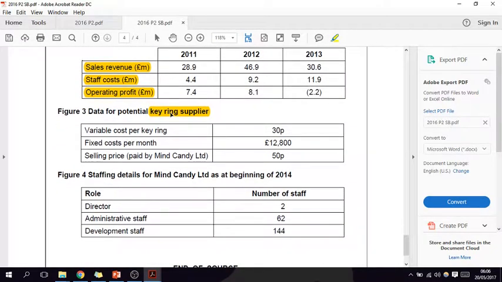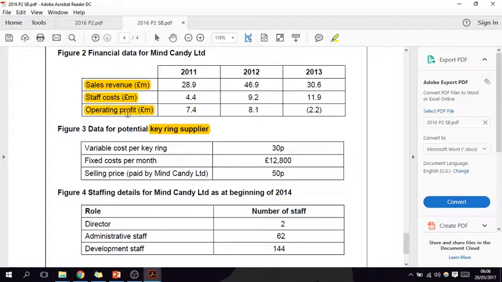Okay, so if I remember, it was the keyring supplier who I had to find out if they could break even. And if I know my break-even formula, fixed cost divided by contribution per unit, there's the fixed costs, there's the variable cost, there's the selling price, easy. Right, the information's right there for me. If I know my formulas, I'm away.